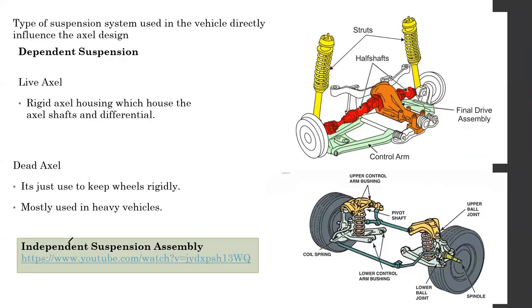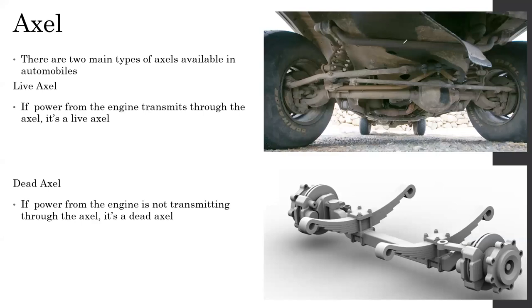In addition to being dead or alive, these axles also have to cope with the suspension. There are different types of suspension. You have independent suspension and dependent suspension. In the dependent suspension, you have the live axle; this is the dependent suspension live axle assembly, right?